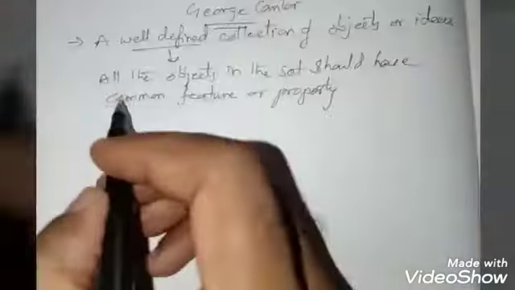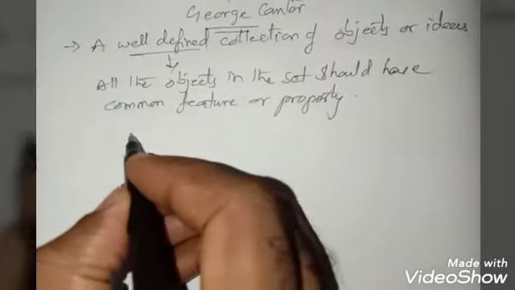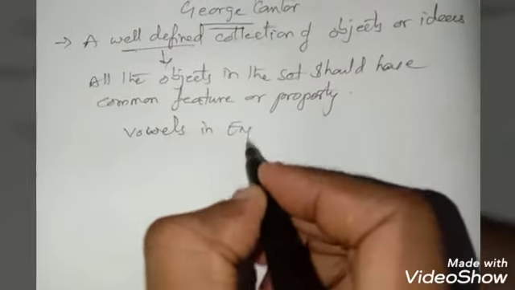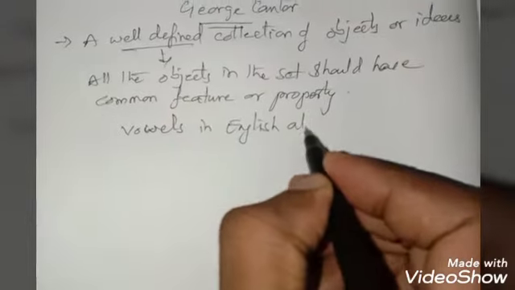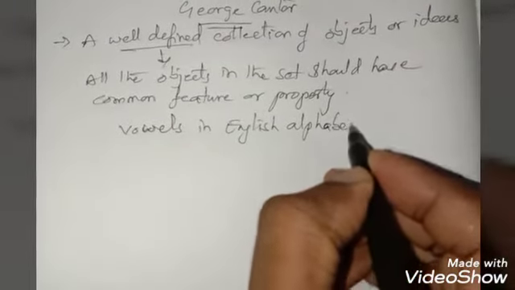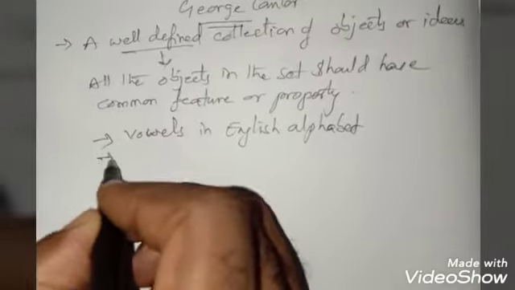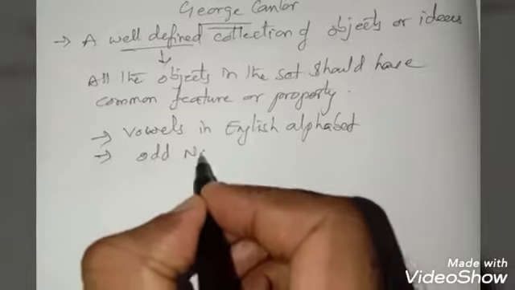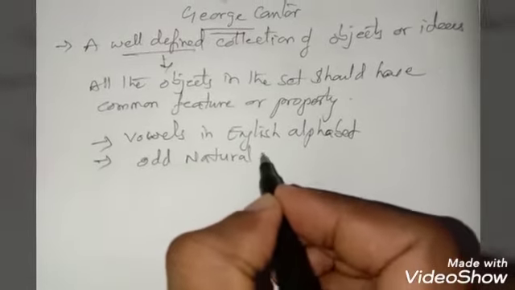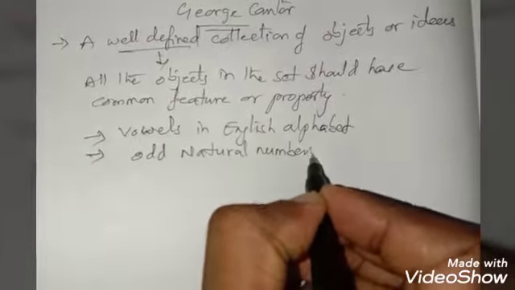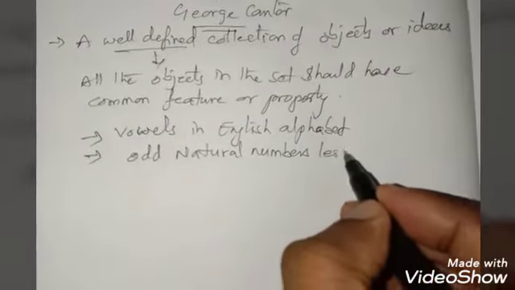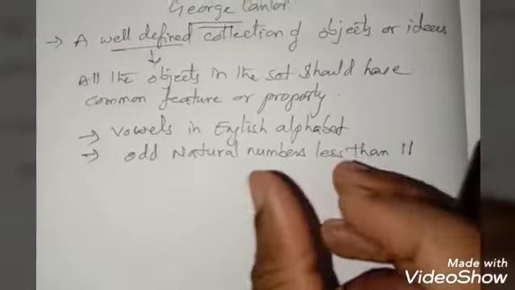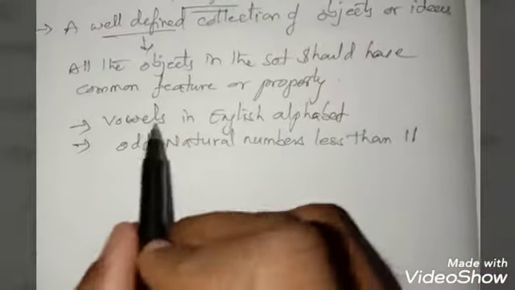Now for example, vowels in English alphabet. If I take second example, odd natural numbers less than 11. So these have some limitations.